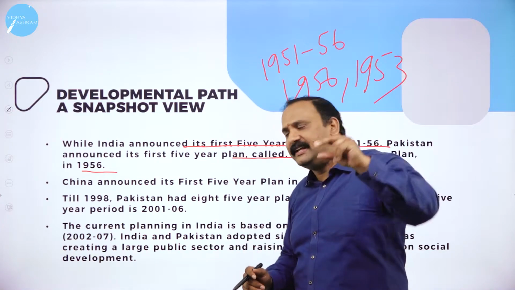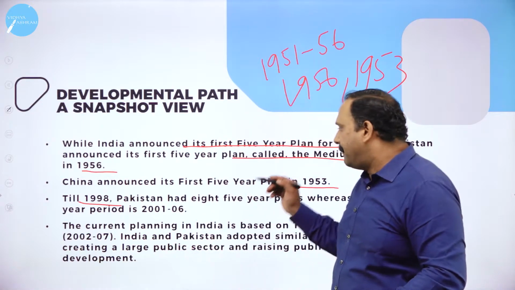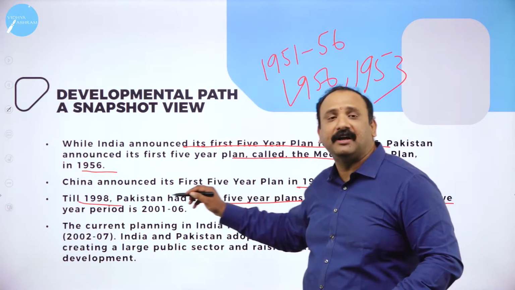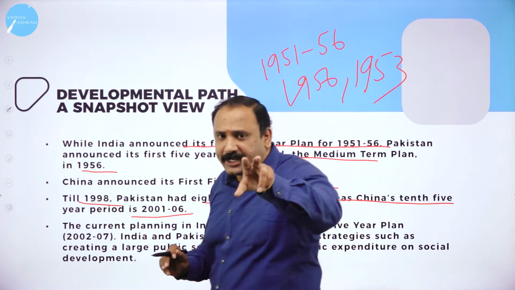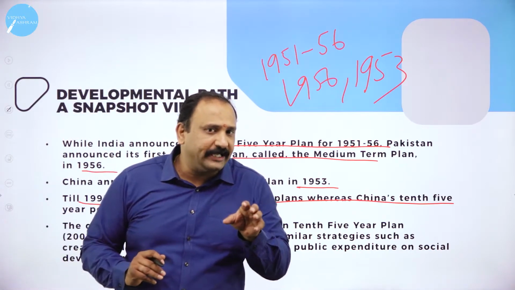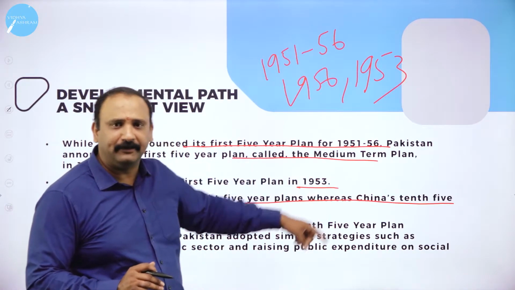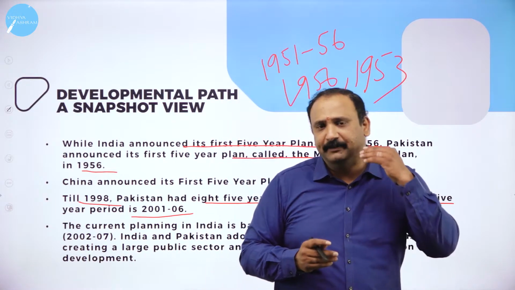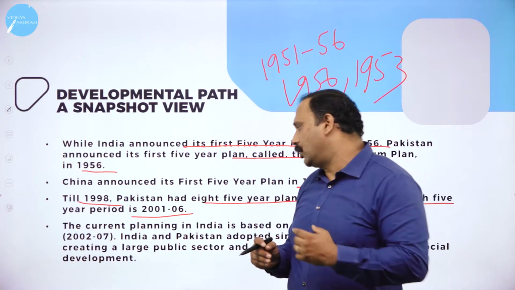Till 1998, I want you to remember this year. Why? Because Pakistan had 8 five-year plans, whereas China's 10th five-year plan was between 2001 and 2006. So there, China took a lead over Pakistan. Though Pakistan was standing on the 8th five-year plan, China was already on the 10th five-year plan. That means their planning was ahead of Pakistan. They had immediately thought about growth at a higher level, at a higher pace altogether.